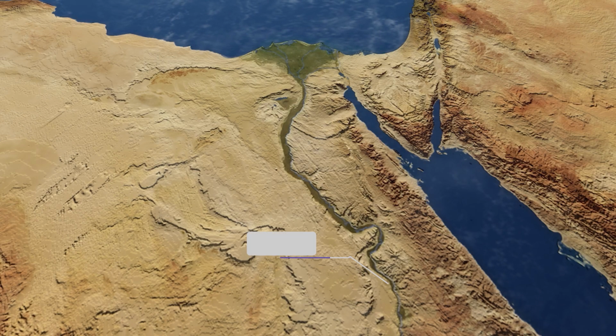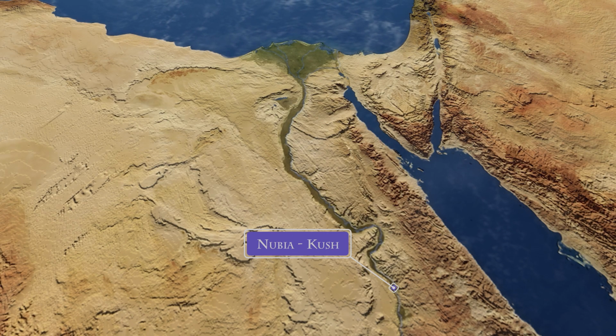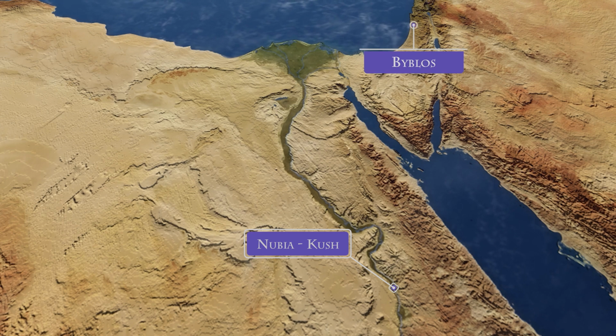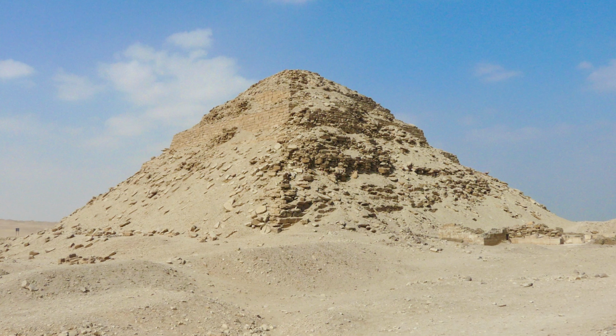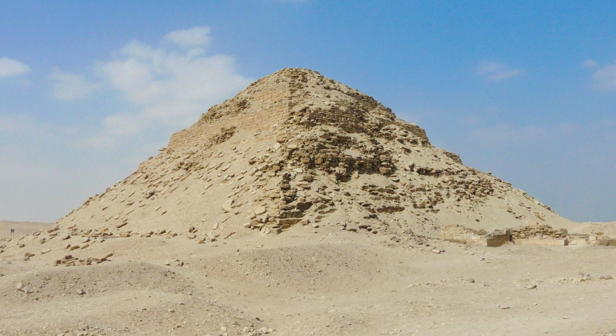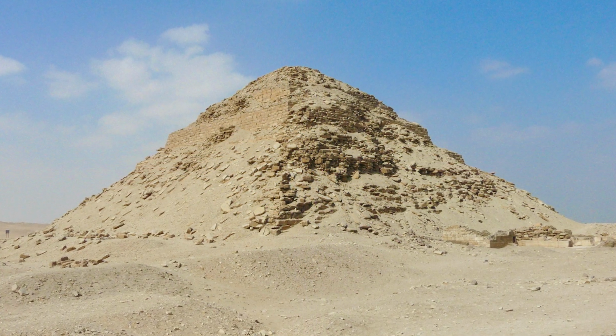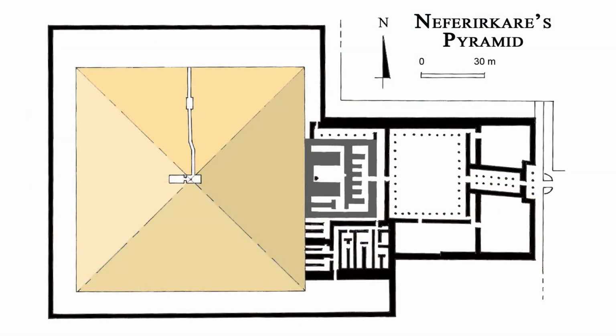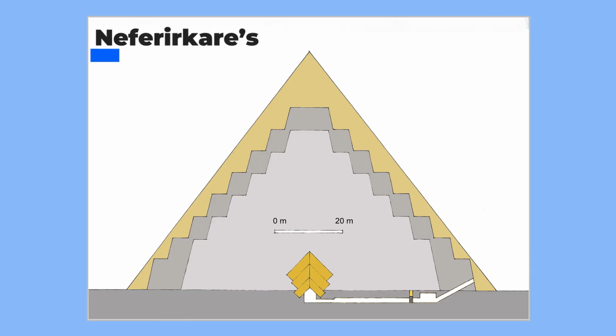His rule witnessed continuing trade relations with Nubia to the south and possibly with Byblos on the Levantine coast to the north. Neferirkare started a pyramid for himself in the royal necropolis at Abusir, which was initially planned to be a step pyramid, a form which had not been employed since the days of the Third Dynasty, 120 years earlier. This plan was modified to transform the monument into a true pyramid, the largest in Abusir, but this was never completed due to the death of the king.